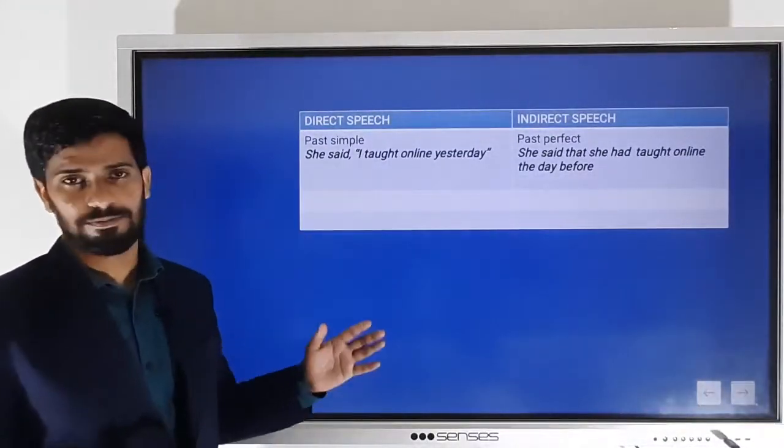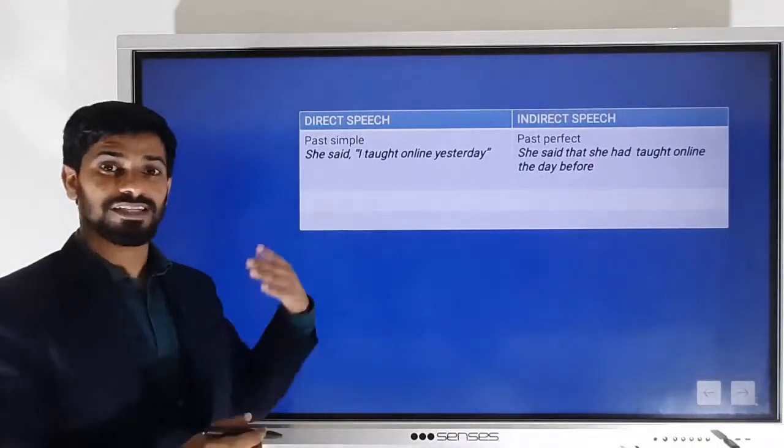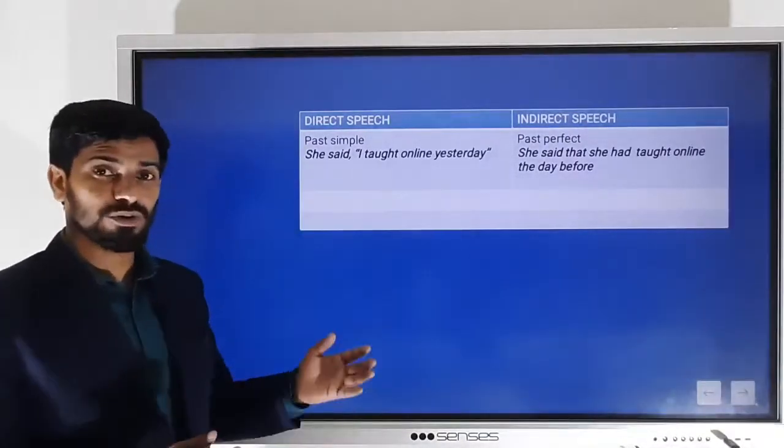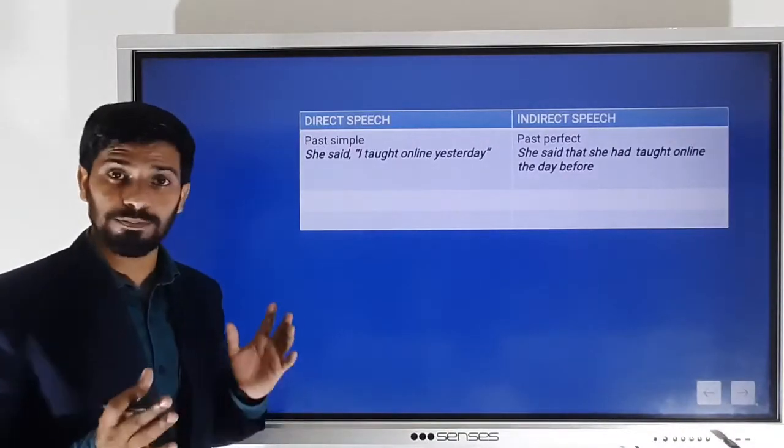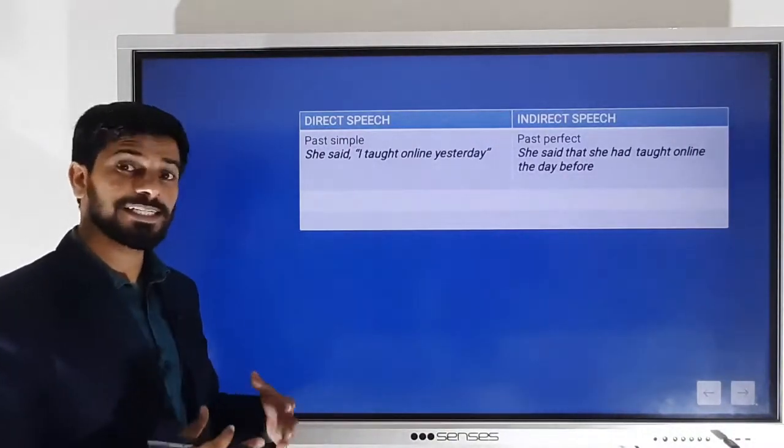So changes in time, right? Now becomes then, right? Here becomes there. So there are words which denote time and place, and there also changes take place.